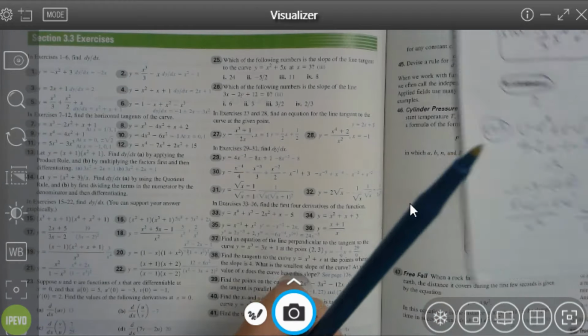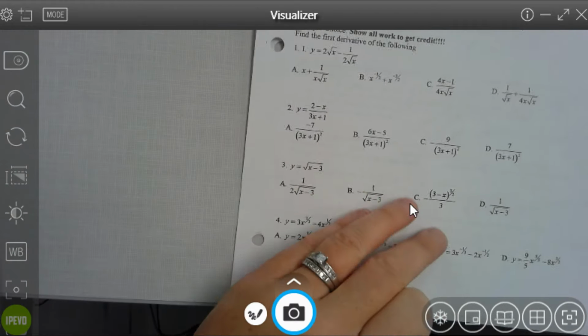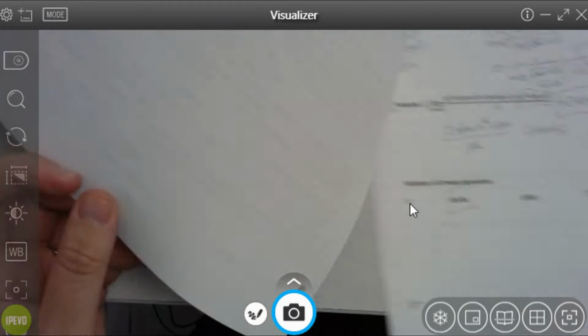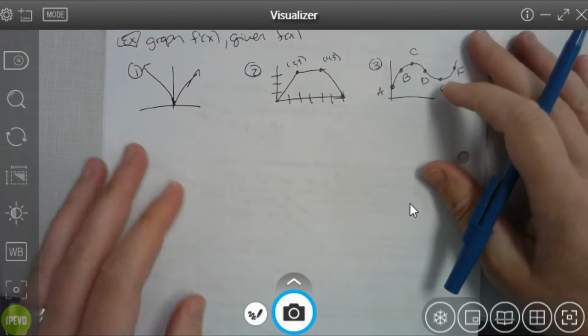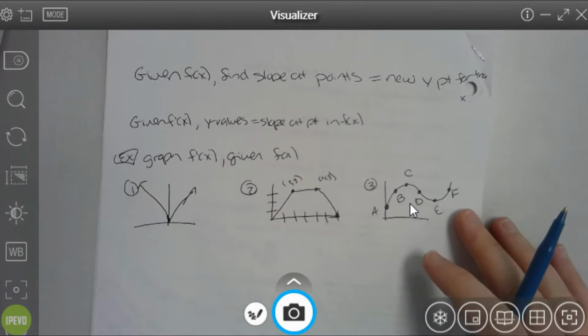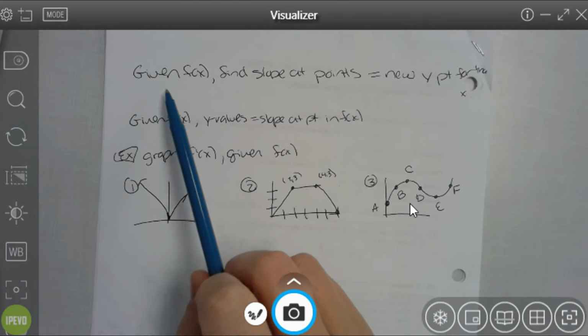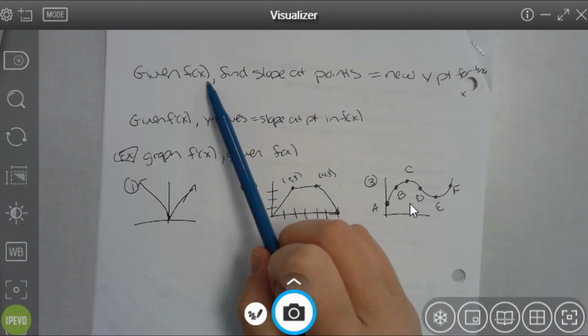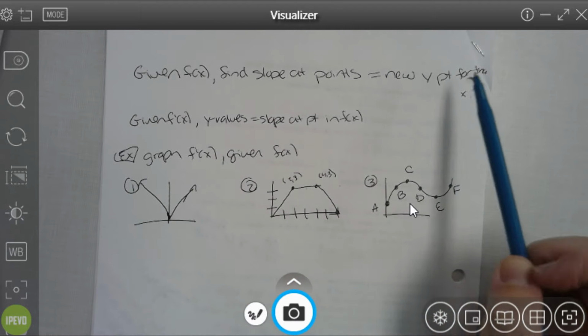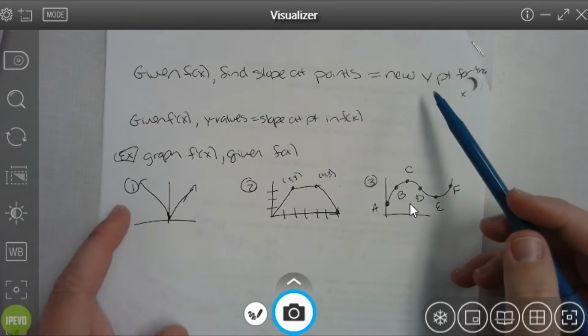Okay. All right. Now, the other thing is when I was doing the 2.4 notes, when I finished the lesson, I realized that I wrote some stuff on the back that I took off of a different set of notes. So I'm going to talk about them now. First, if we're given the original function, you find the slopes of the points, and those are going to equal your new y values. So that's what it looks like down here.